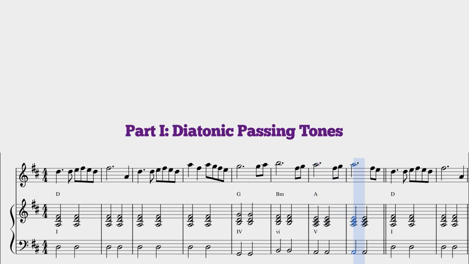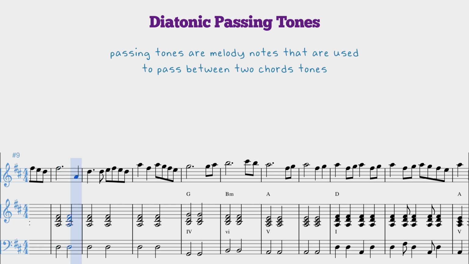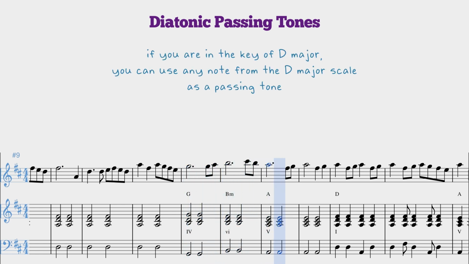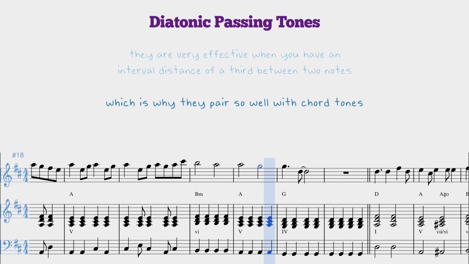Let's get started. Passing tones are melody notes that are used to pass between two chord tones. Passing tones are not chord tones, but are notes that are usually diatonic to the key. If you're in the key of D major, you can use any note from the D major scale as a passing tone. They are very effective when you have an interval distance of a third between two notes, which is why they pair so well with chord tones.